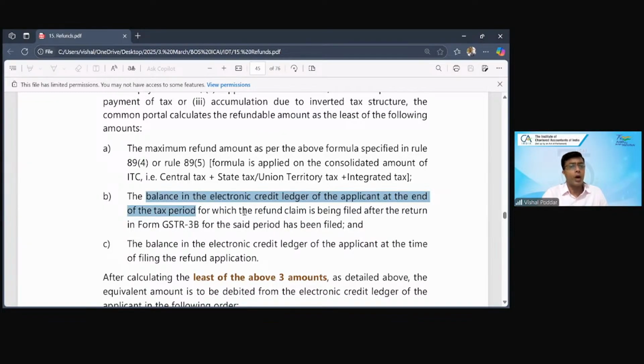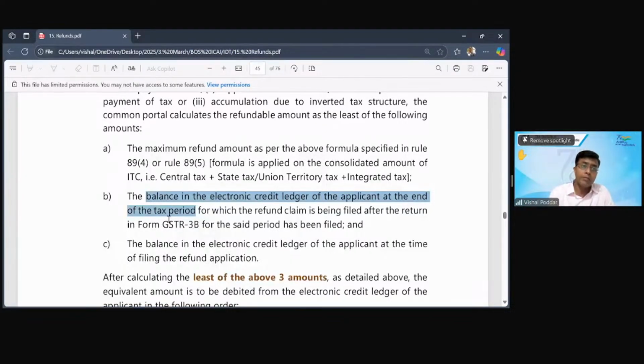Importantly, why this second figure? What was the second figure? It is the closing balance of the ITC ledger after filing the February returns. Why is this figure to be taken? For the simple reason that I want to give you refund of accumulated ITC. Now, after you file the February month return, what would you have done? Whatever is the tax liability of February month, you would have paid using the credit ledger balance up to February.